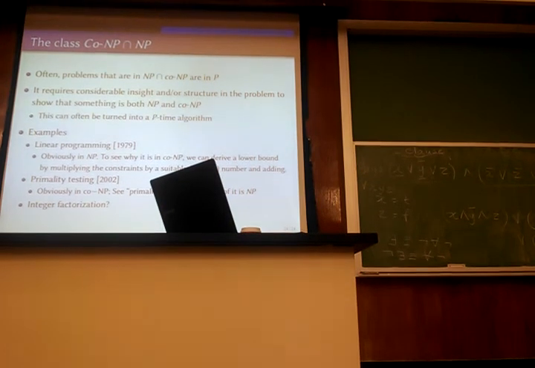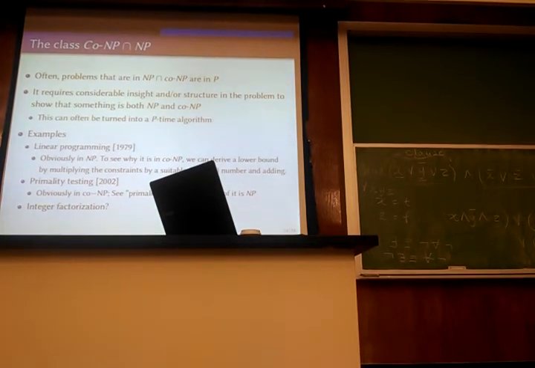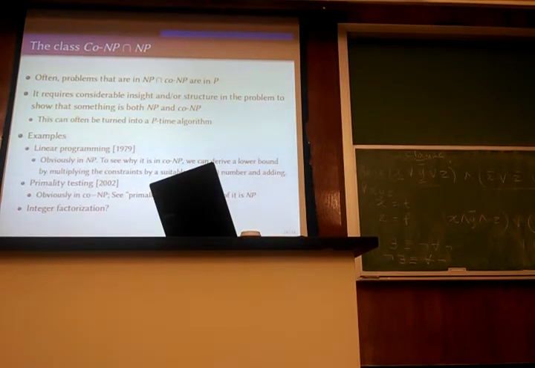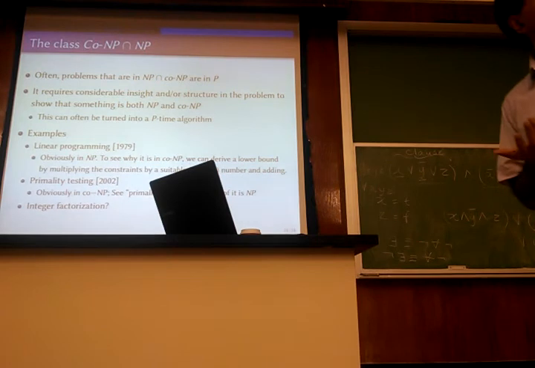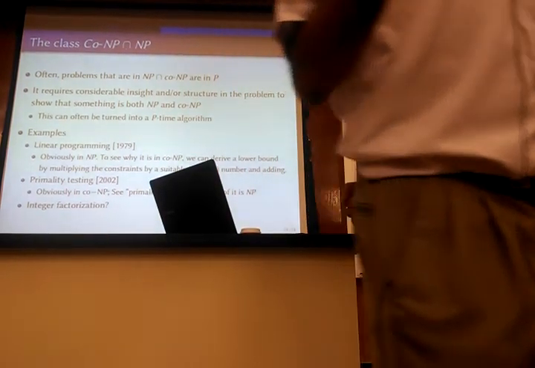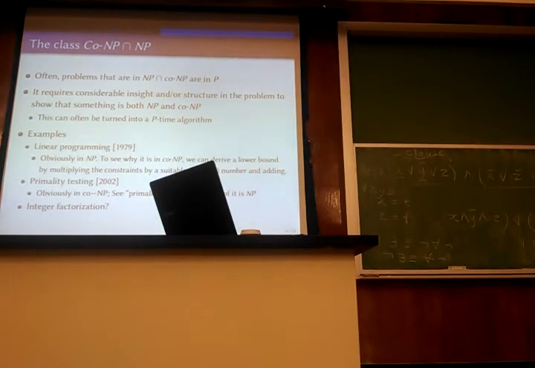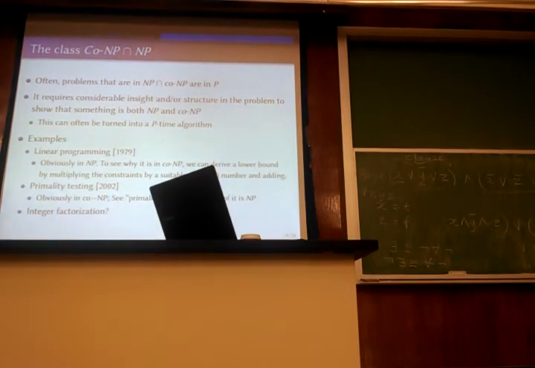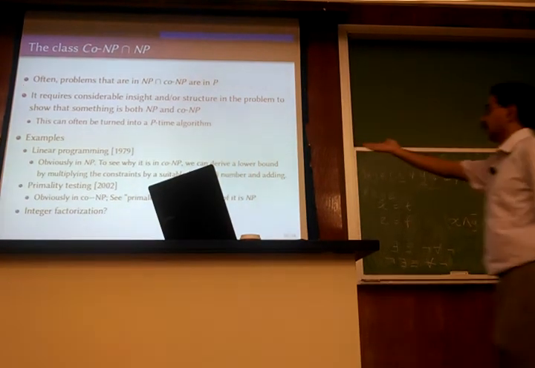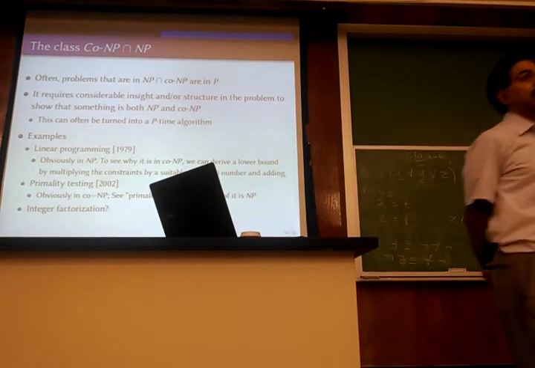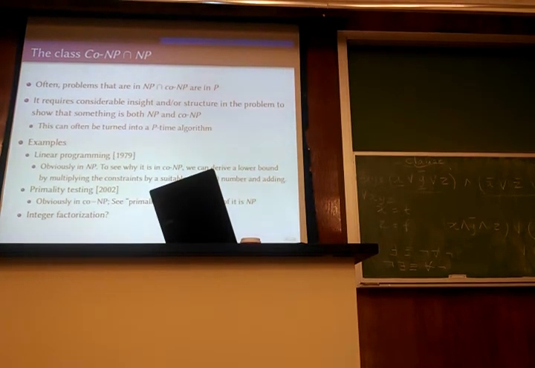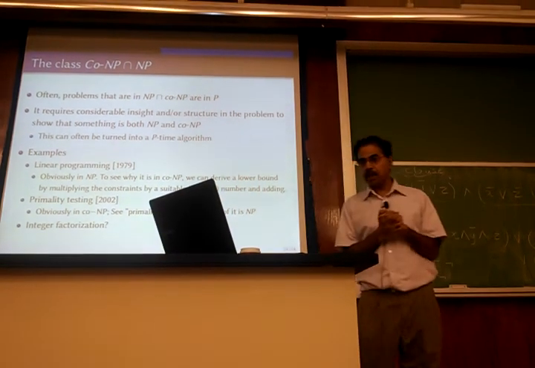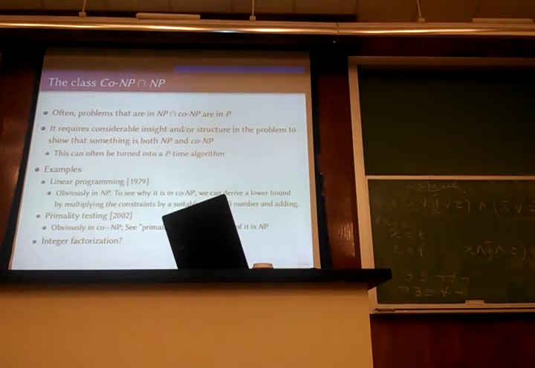Okay, so suppose somebody tells you, here are the factors to the integer. Well, that is easily solvable in NP because you just have to guess the factors, right? So certainly in NP. If somebody tells you it's not factorizable, well then they are saying that it is a prime number. And we already see that there's a polynomial time algorithm for verifying that something is prime. So again, integer factorization is another example which is both NP and co-NP.